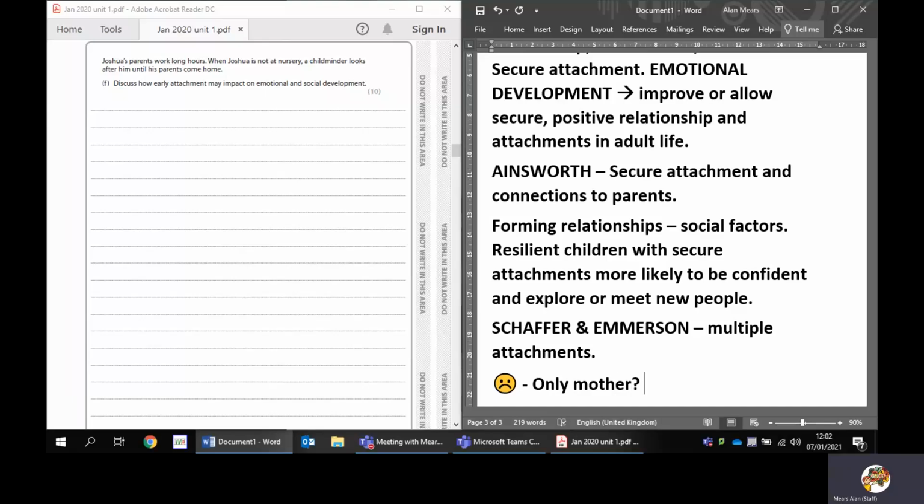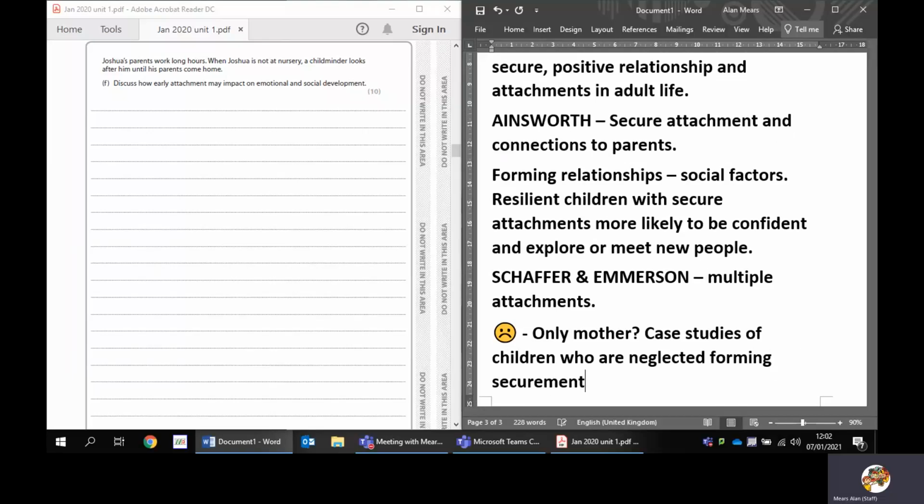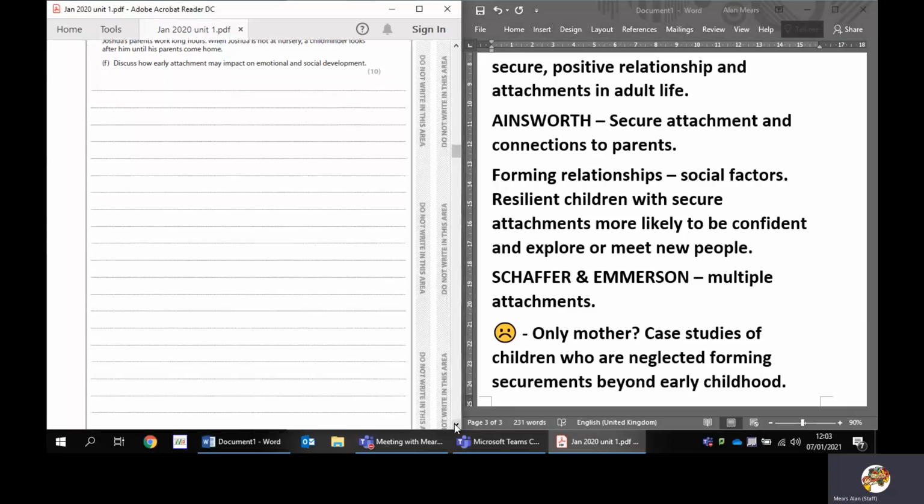There's also been case studies of children who are neglected, forming secure attachments beyond early childhood. So again, the idea, just because you have a bad relationship as a child doesn't mean the rest of your relationships are going to be bad. So again, not answering the full question, but just enough stuff there to help give you an idea of what to talk about.